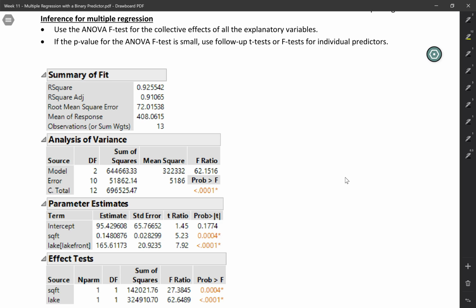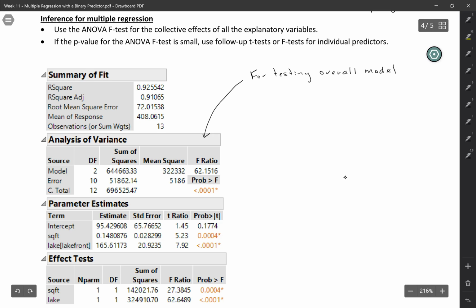We're going to start off with the analysis of variance table. This analysis of variance table is for testing the overall model. It's not broken up into the part explained by size and the part explained by location. It's just looking at the whole model together. So the null hypothesis here is not that just one of the slopes is equal to 0. The null hypothesis is that both of the slopes, the slope that corresponds to size and the slope that corresponds to location, are both equal to 0. In other words, neither of those predictors is helping you, neither one of them is associated with the price.